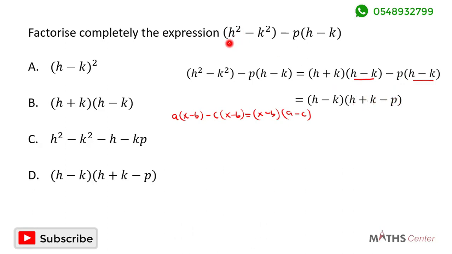So when we factorize this expression, we are going to have h minus k times h plus k minus p. When we look through the options, we can see that the correct option is D.